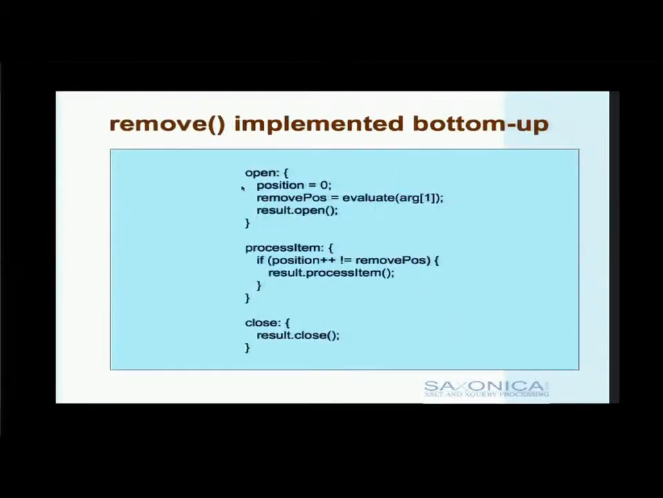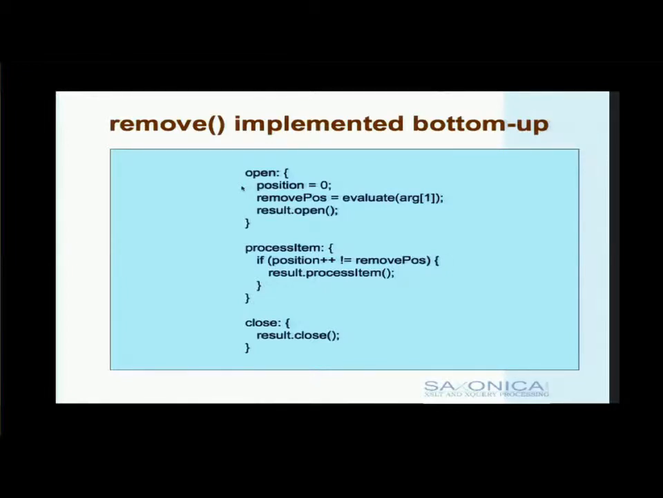Here's another example, another function implemented bottom-up, the remove function. And the interesting thing that's different about this is that remove takes two arguments. One is the sequence from which you want to remove an item, and the other argument tells you which item to remove. So let's assume that it's the sequence that you want to remove something from that is the streamed input. There's another argument, and you have to evaluate that in the conventional way.